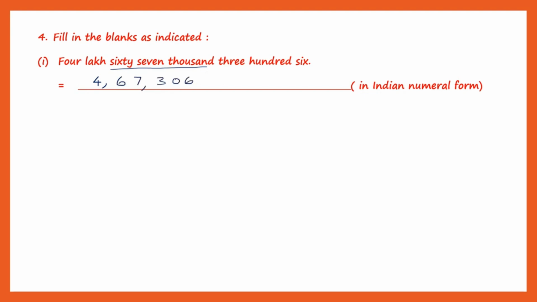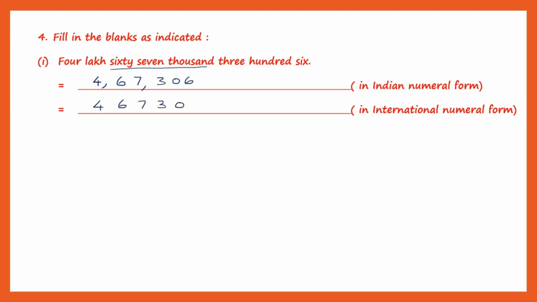4,67,306. Next, we have to write it in the international numeral form. So for that, first write down all these digits as it is without the commas. So we have written it all down. Now let's read the places of the international system. Ones, tens, hundreds. That's one period. 1,000, 10,000, 100,000. Okay. So now let's place the commas. Ones, tens, hundreds, comma. Now this is the ones period. This is the thousands period.